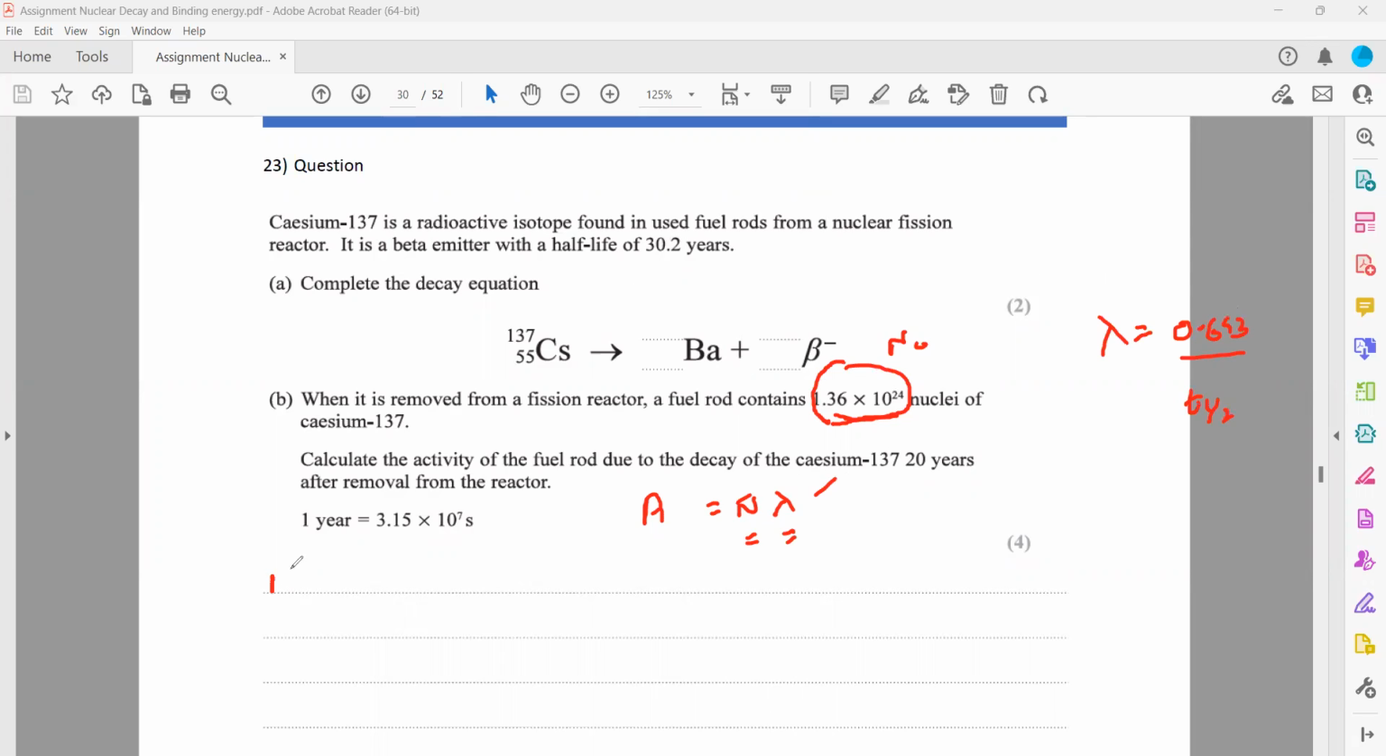So N equals N naught e raised to the power minus lambda t. That's a formula which relates the number of atoms left after a certain time interval, where N naught is the original number, 1.36 × 10^24, times e raised to the power minus lambda t. How to work out lambda? So lambda is 0.693 over half-life.